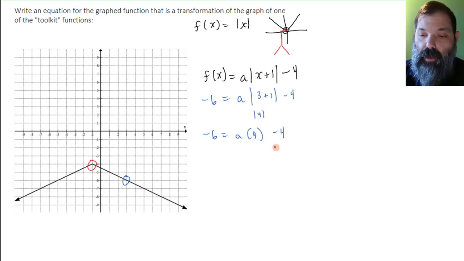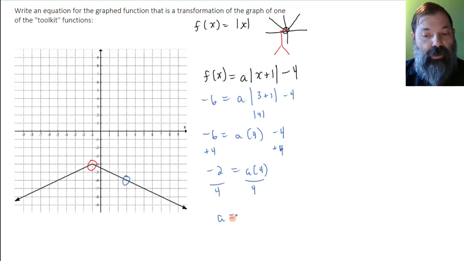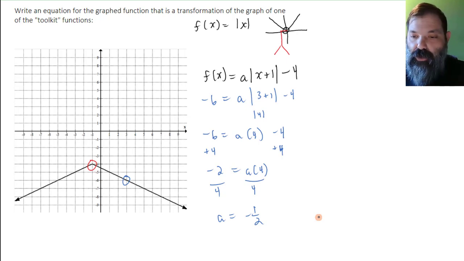Solving for a. Let's add 4, sorry. Add 4 to both sides. -6 plus 4 is -2. -2 is equal to a times 4. And divide by 4. Then a is -1/2. It's a negative value, which is what we expected because of the vertical reflection.